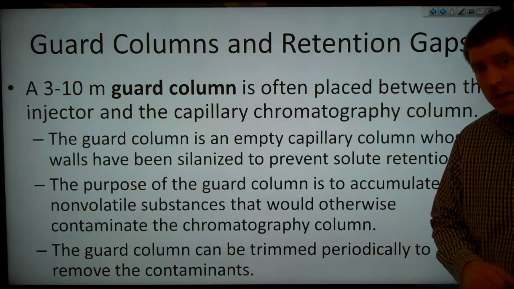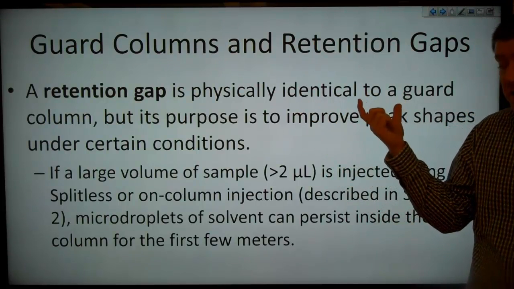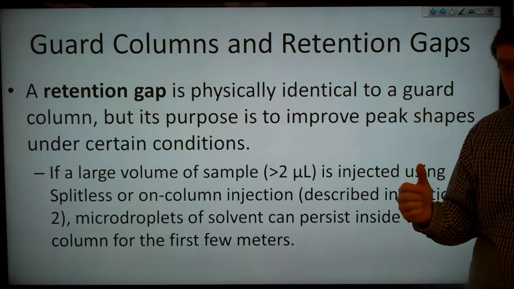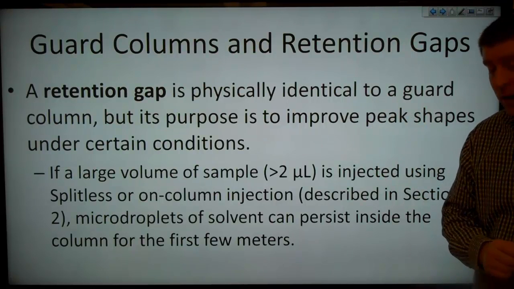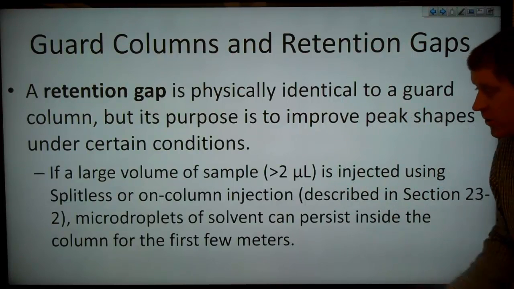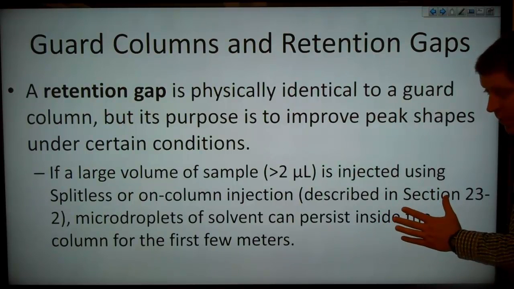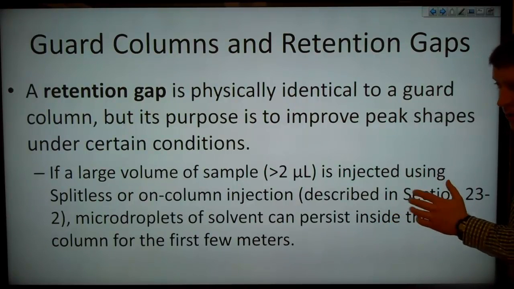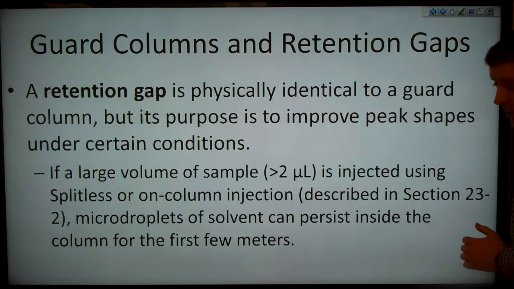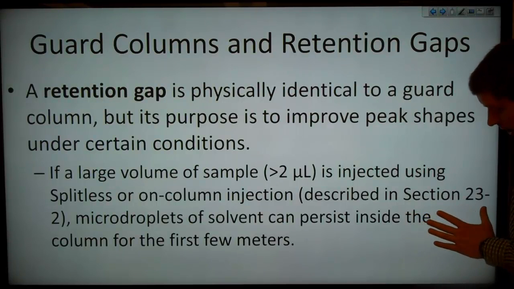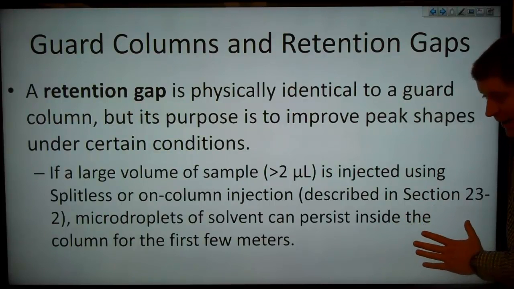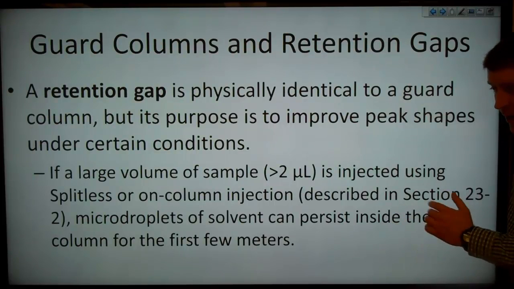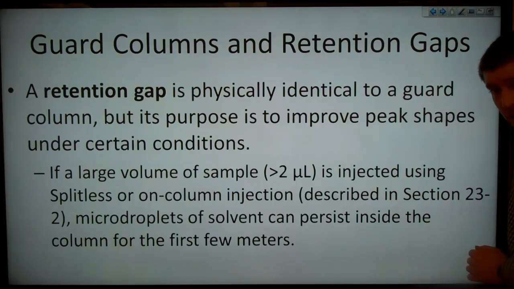without having to replace our chromatography column with our stationary phase in it. Now, a retention gap is physically identical to a guard column, but its purpose is to improve peak shapes under certain conditions. So if a large volume of sample, so larger than 2 microliters, is injected using splitless or on-column injection, which are described in section 23.2, then microdroplets of solvent can persist inside the column for the first few meters.